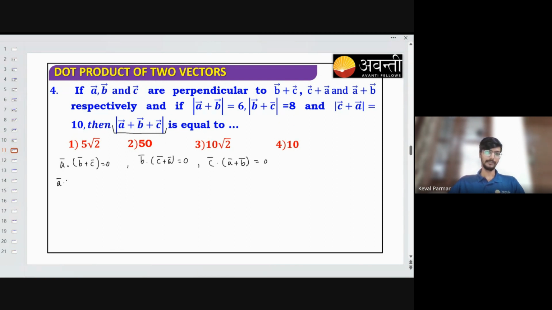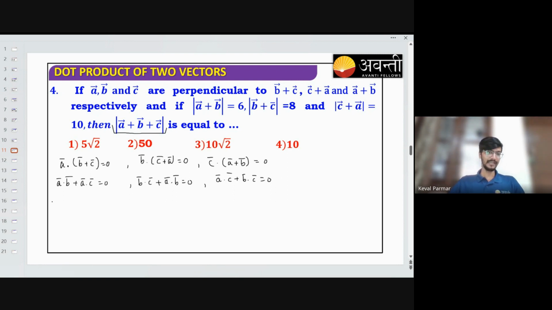That means A vector dot B vector plus A vector dot C vector is equal to zero. Here, B vector dot C vector plus A vector dot B vector is equal to zero. Here, A vector dot C vector plus B vector dot C vector is equal to zero. See, dot product is commutative. That means I can write A vector dot B vector or, the other way, B vector dot A vector. It doesn't matter. That's why I have rearranged it in ascending order.